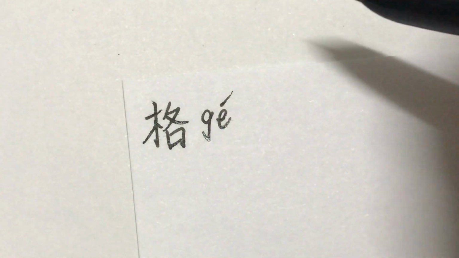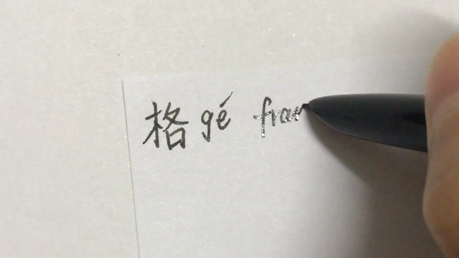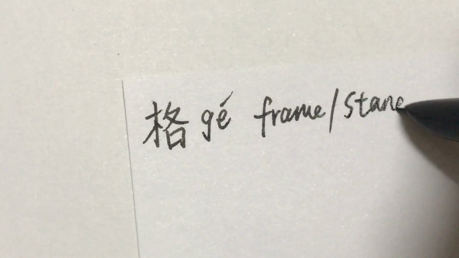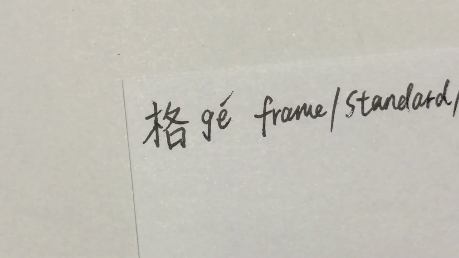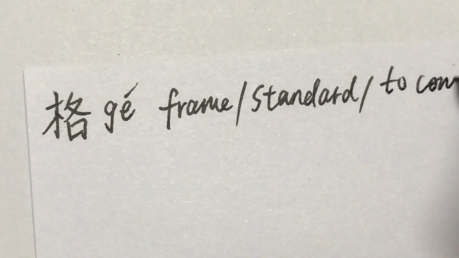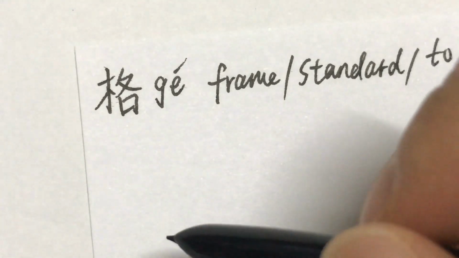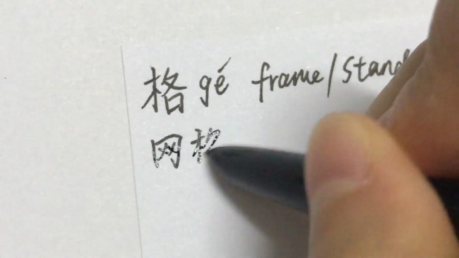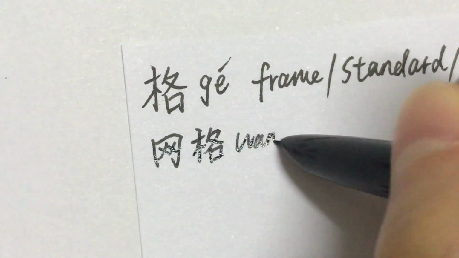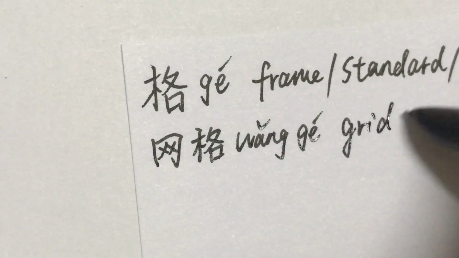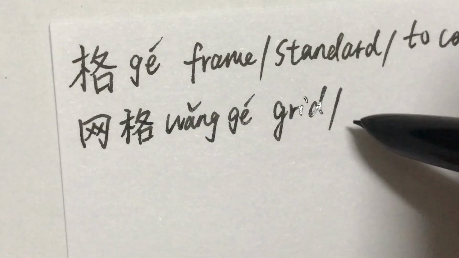格: frame, standard, to comb. For example, 网格: grid, mesh.